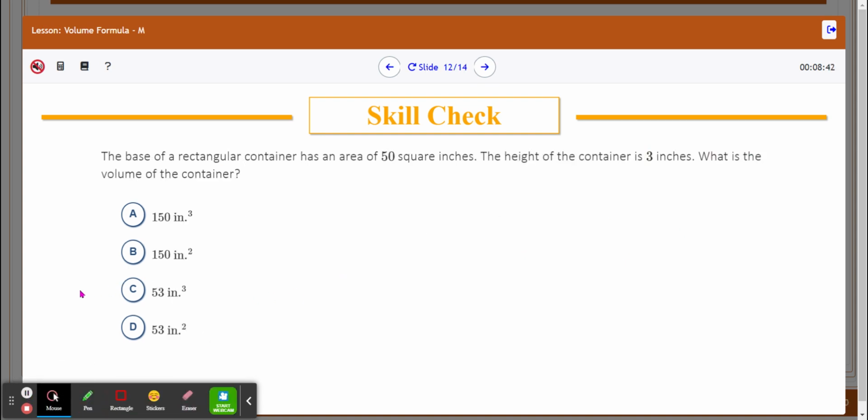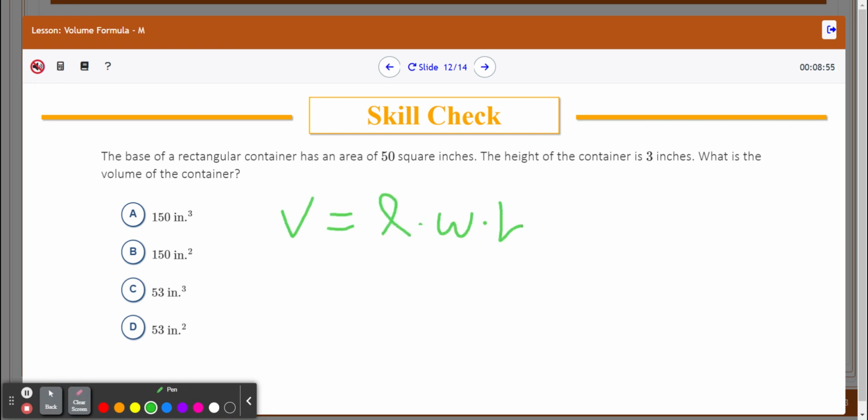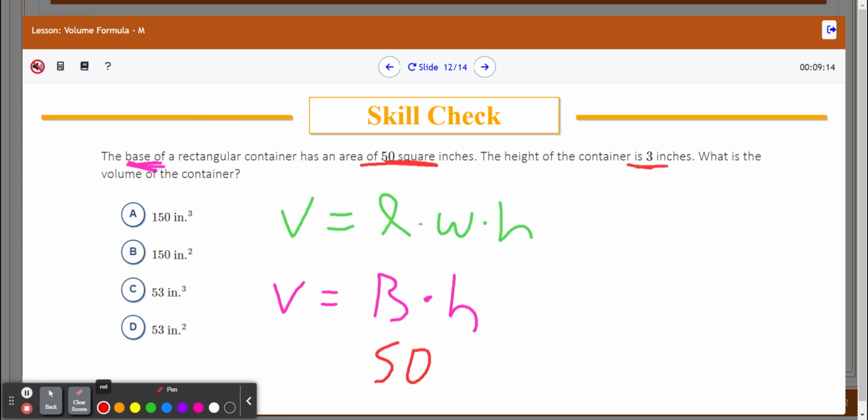And the last one says, the base of a rectangular container has an area of 50 square inches. The height of the container is 3 inches. What is the volume of the container? So again, remember, volume equals length times width times height. Or another way of looking at that is length times width is base, and that's what it's telling us right here. The base of a rectangular container has an area of 50 square inches. So base times height. In this case, the base is 50, and the height is 3 inches. So 50 times 3 gives me 150 inches cubed.